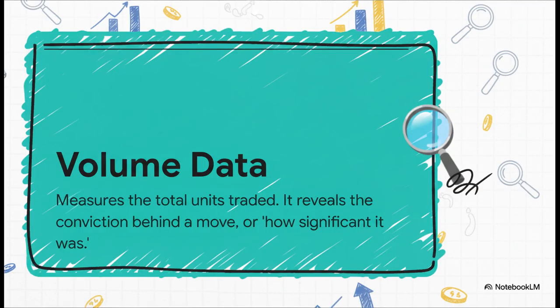But just knowing what happened, that's only half the story. We absolutely need to know how much it mattered. And that's where volume data comes in. It's the clue that tells us about the conviction, the force behind a move. It answers the question, yeah, but how significant was it?